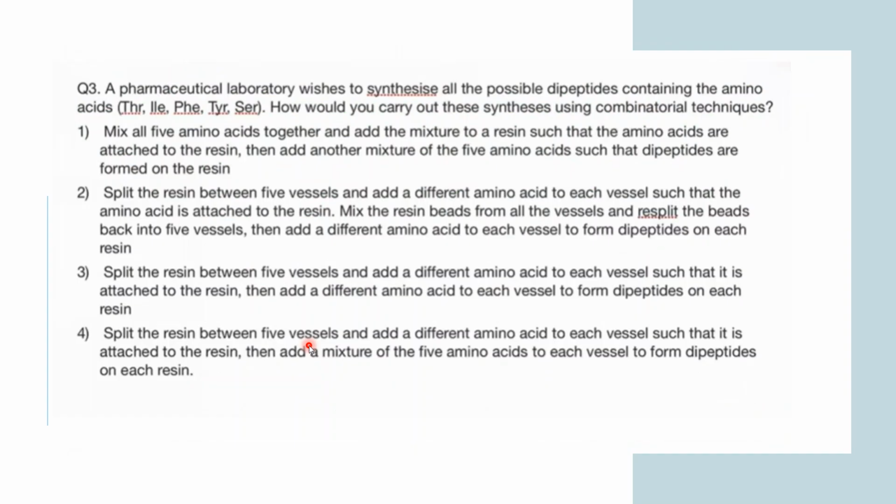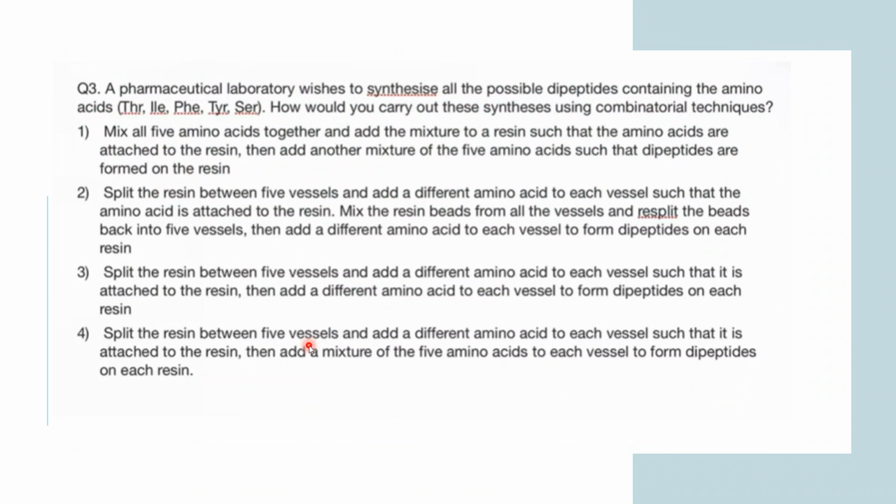A pharmaceutical lab wishes to synthesize all the possible dipeptides containing the amino acids threonine, phenylglycine, tyrosine, threonine. How would you carry out this synthesis using combinatorial techniques? So now you have to answer: if a pharmaceutical lab wants to synthesize all the possible dipeptides containing these five amino acids, how would you carry out this synthesis using a combinatorial technique?